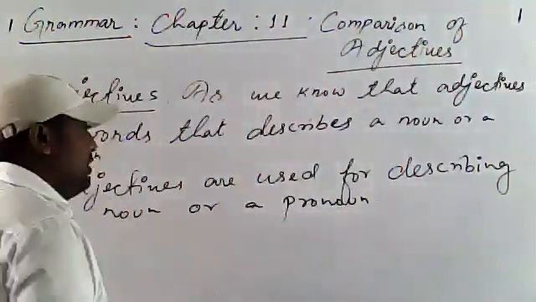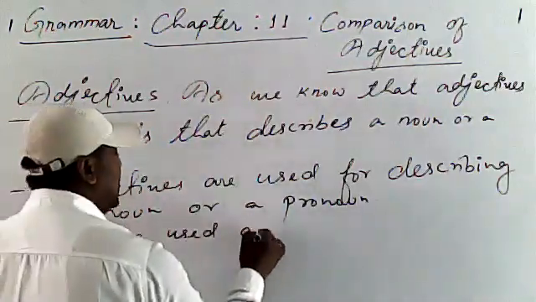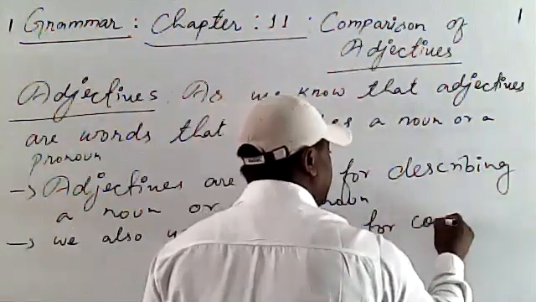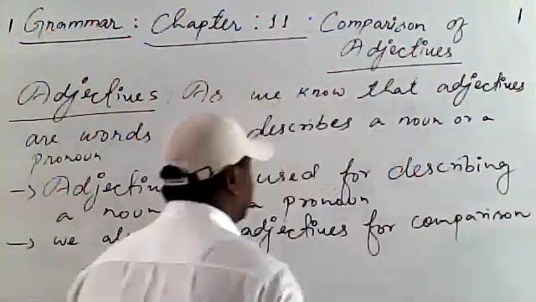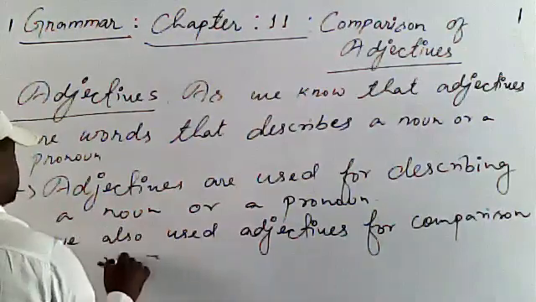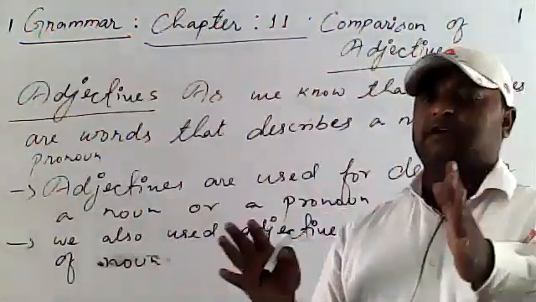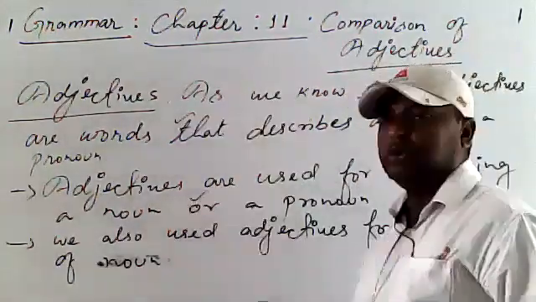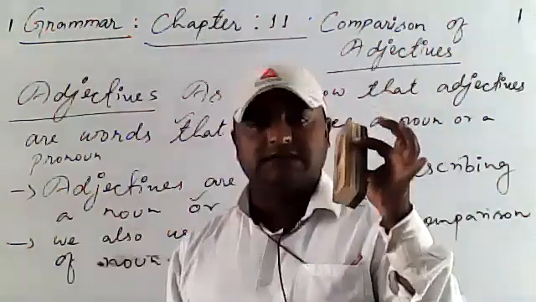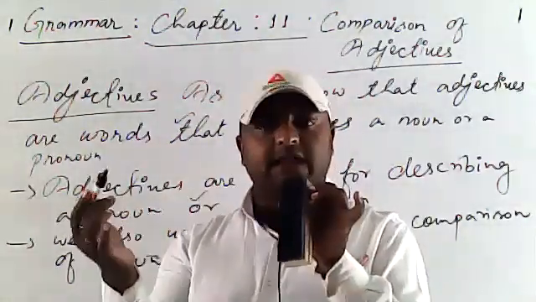Yes. Now, one more thing. Look here, students. We also use adjectives for comparing, for comparisons of what? Noun or things, person or things, or we can say noun. Yes. Students, now look here. First, what I have taught here in these two sentences, I have taught you that adjectives describe a noun or a pronoun. Like example, what is this? Duster. Yes, this duster is black, means black duster. Duster is a noun and the word black is an adjective.